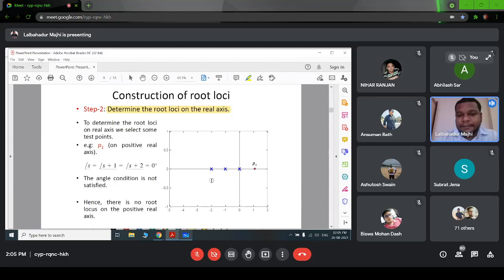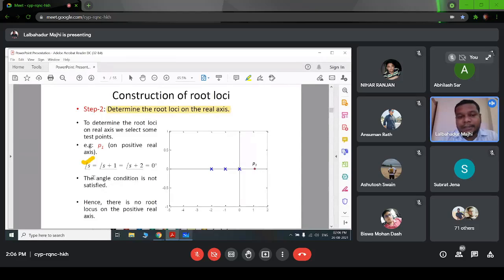Okay, so let's consider a point here, p1, a positive number. This point is a value of s, right? So let's say it is 1. We have to check whether the value of s equal to 1 is lying on the root locus or not. Okay, so for that we have to check the angle condition.